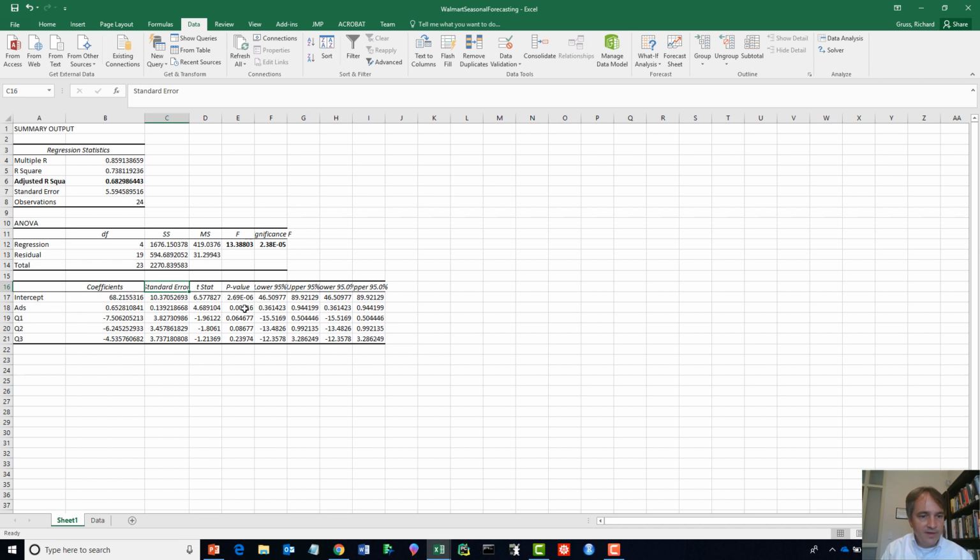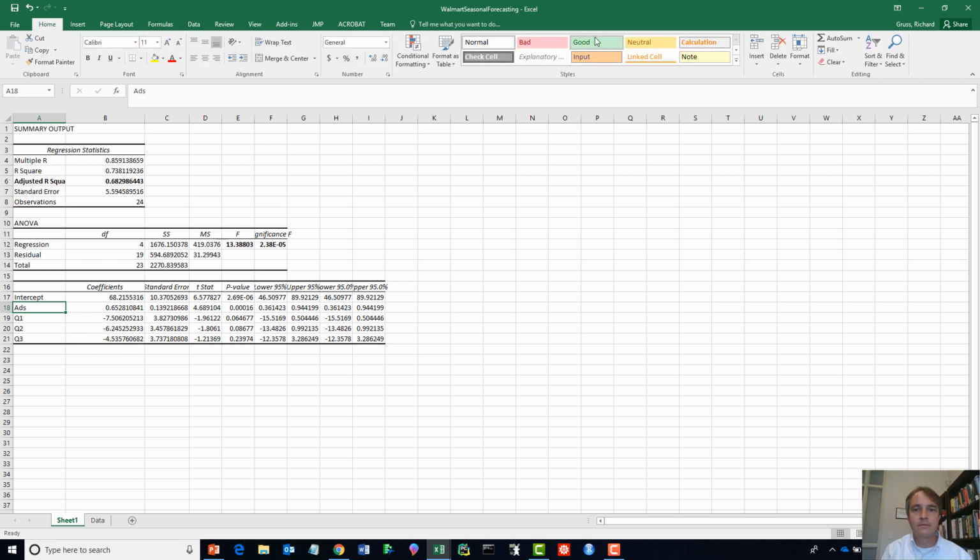So the p-value for ads. Okay, so ads right here. Okay, we see that the p-value is very small. So we can say, okay, the coefficient is 0.65. So this would mean that for every 1 million increase in ad expenditures, we can expect revenue to increase by 0.65. Okay. All right, so let's take a look at these others now.